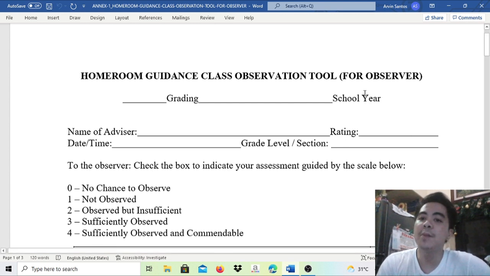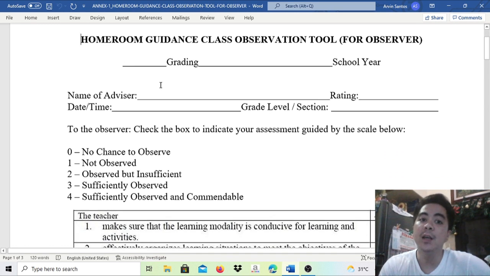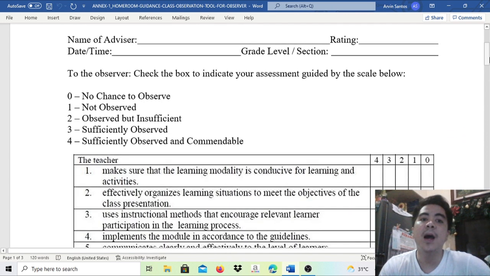Okay, so narito yung halimbawa ng ating Homeroom Guidance Class Observation Tool for Observer. We have the grading, school year, name of advisor, the rating, the date and time, and the grade level section. Okay, so ito po yung mga ating mga indicators of assessment that be guided by the following scale. So we have 0 for no chance to observe. Kapag hindi talaga na-observe, so walang point.